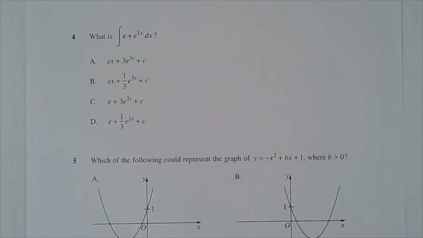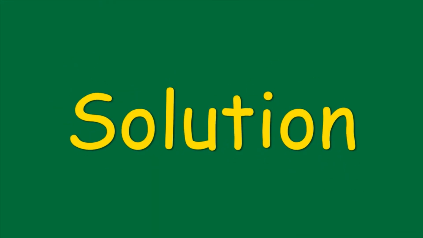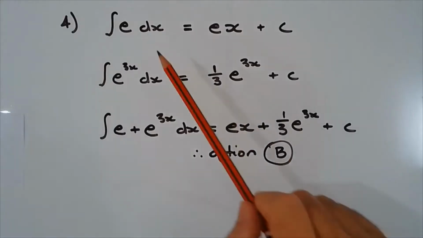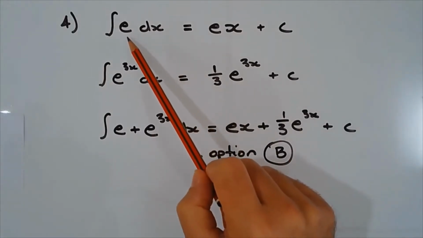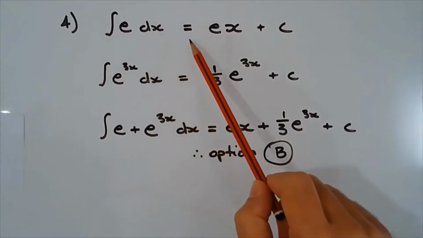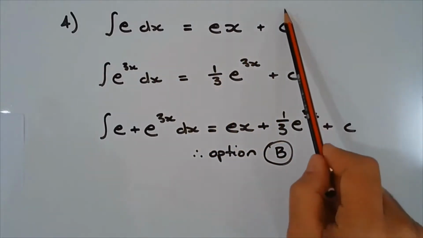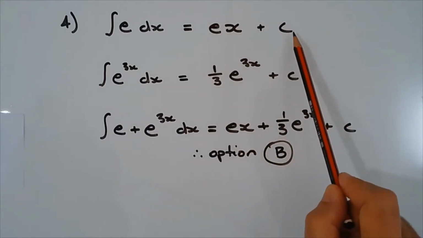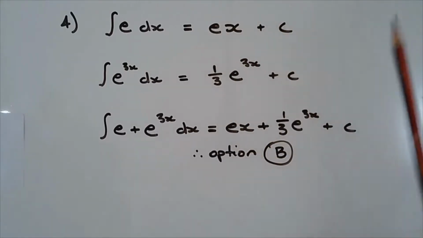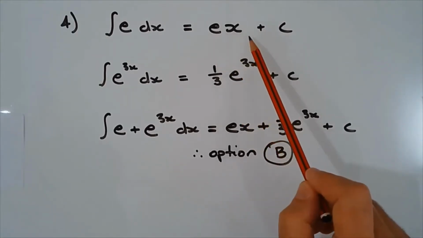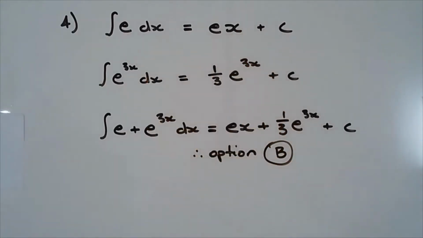Question 4. What is the indefinite integral of e plus e to the power of 3x dx? Consider the integrand one term at a time. e is a non-zero constant, so the integral of e with respect to x is e multiplied by x plus c. To check that result, you can differentiate the right-hand side. The derivative of c is just 0, so the c disappears. And the derivative of e multiplied by x with respect to x, the x disappears, and we're left with e.